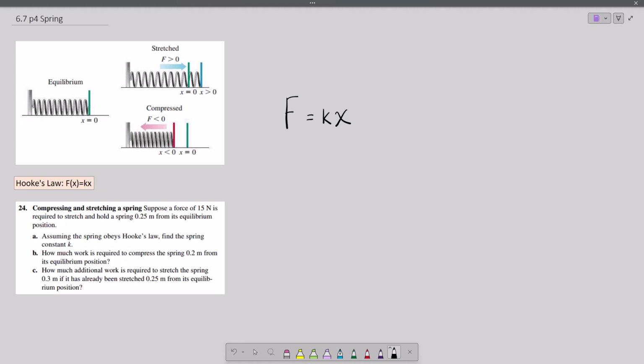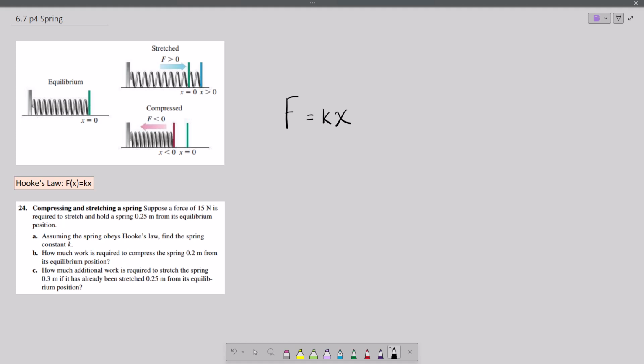So with the spring, we're thinking horizontal. We're not dealing with gravity. At equilibrium, the front of the spring is at x equals 0. If we pull it to the right, we're stretching it. If we compress it, it's going to the left. So the x coordinate over here would be positive, and the x coordinate over here would be negative, where the spring ends up.